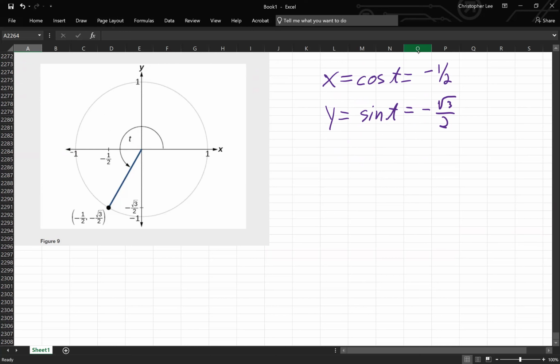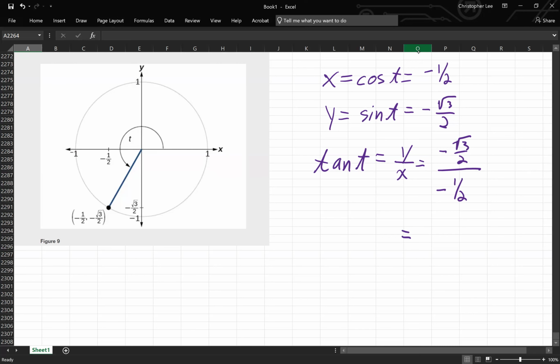But check this out. Let's get tricky with this. So tan of t we know is y over x. So this is negative square root 3 over 2 divided by negative 1 over 2. Now, a negative divided by a negative we know is positive, which just doesn't seem right. Hold up, something's wrong here. No, that's right. I forgot. Tangent is positive in the third quadrant. My mistake.